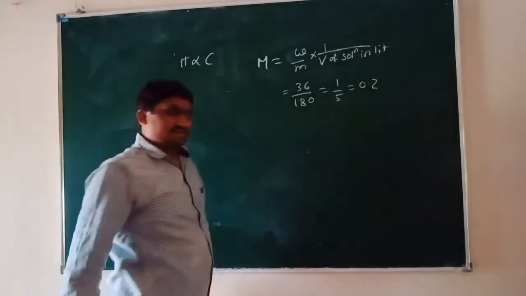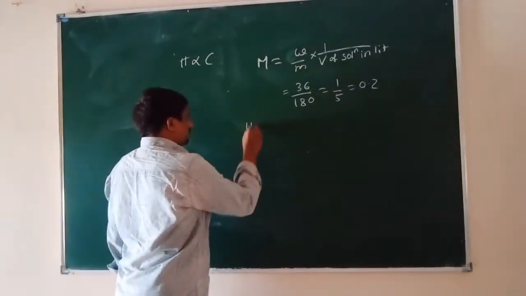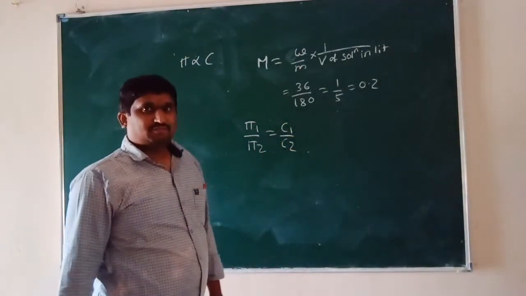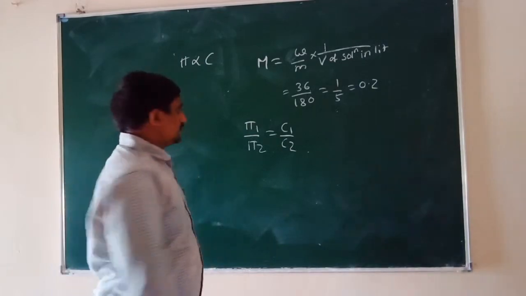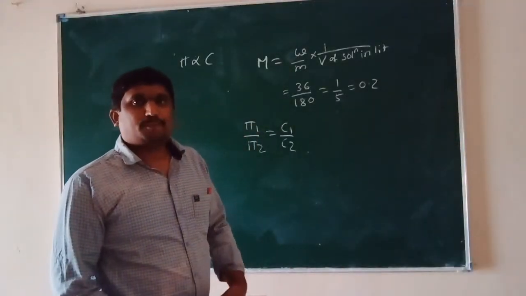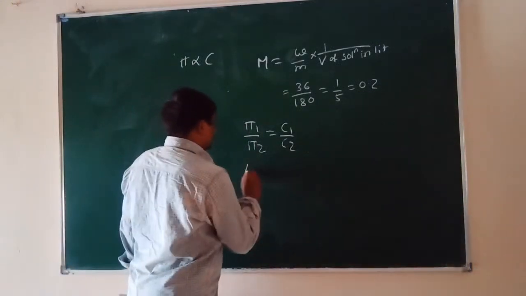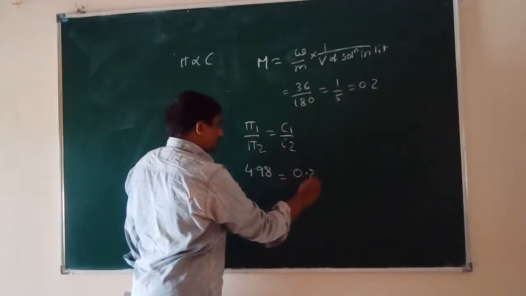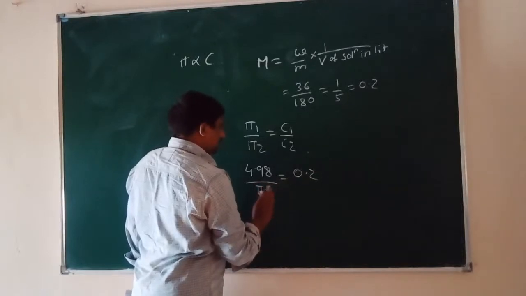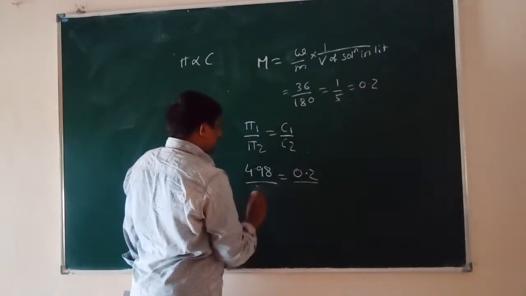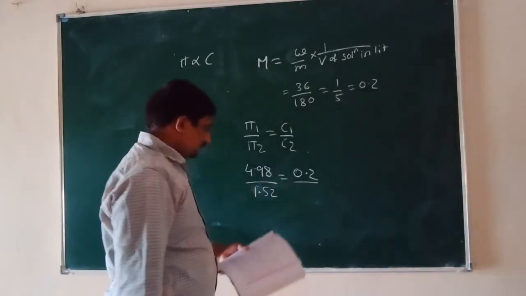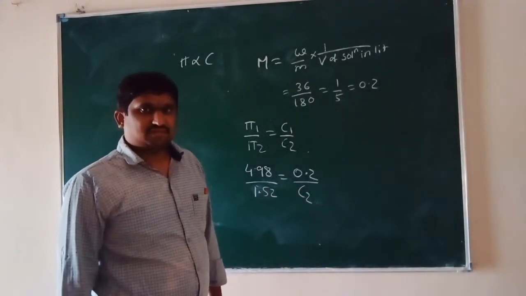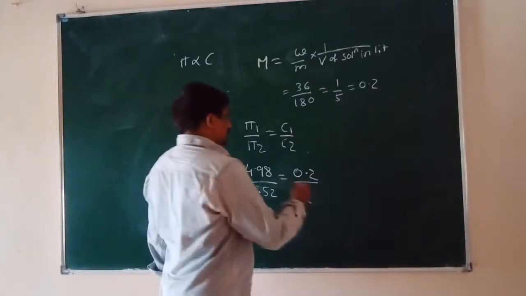So osmotic pressure is directly proportional to concentration, and we can apply this formula: pi 1 by pi 2 is equal to C1 by C2. They clearly gave in the question that for 36 grams of glucose in 1 liter of solution, the osmotic pressure is 4.98 bar. So when osmotic pressure is 4.98, concentration is 0.2. What will be the concentration when osmotic pressure is 1.52? That's what they asked. So we can calculate C2 here.